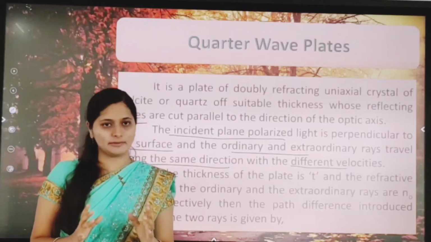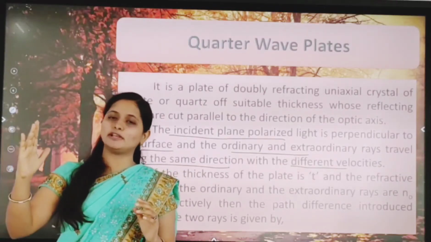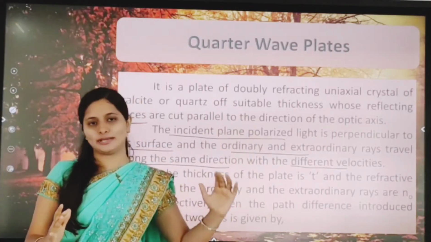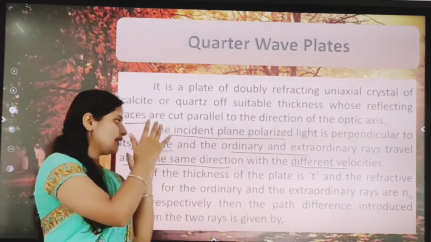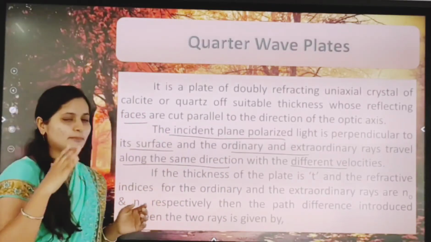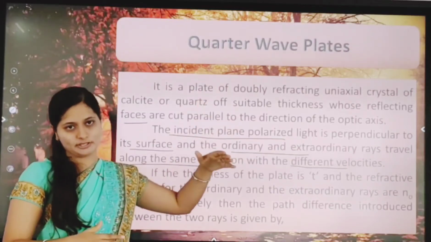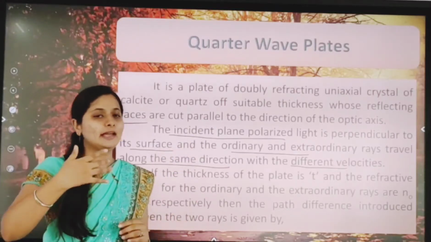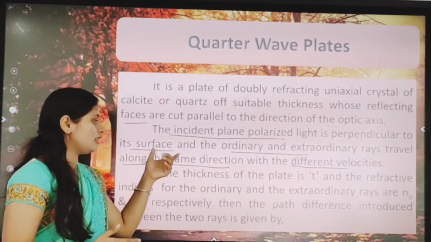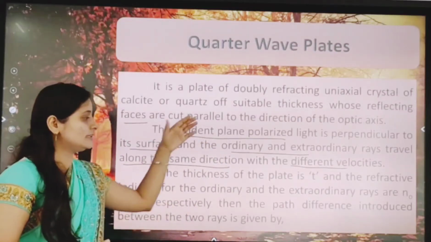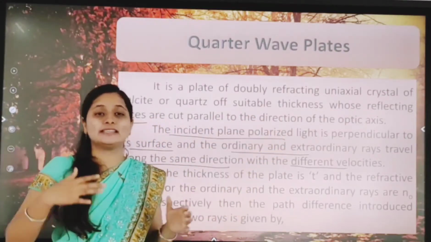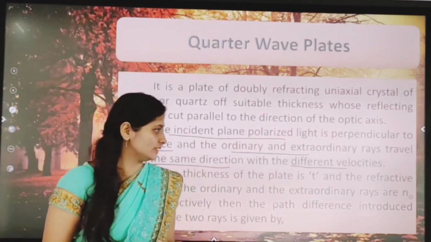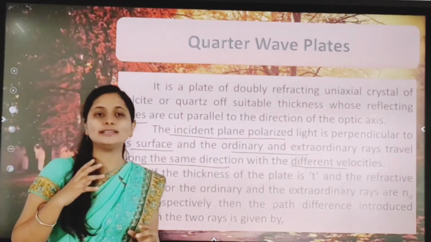Again we are getting first doubly refracting. We know double refraction. What is double refraction? We incident a plane polarized light and place one crystal. We get two rays, the ordinary ray and the extraordinary ray. The same procedure is there. The incident plane polarized light is perpendicular to the surface, and the ordinary and extraordinary rays travel along the same direction with different velocities. Same direction but different velocities. This is the explanation of the second para.